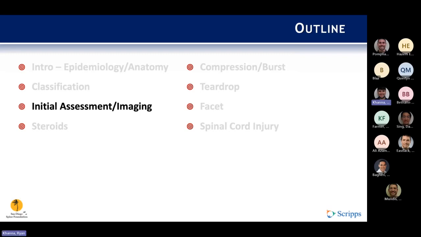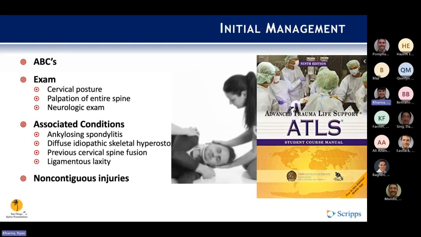So what do we do when these patients initially present? As always, learn from the first day of medical school: ABCs are the most important thing. Airway, breathing, circulation. I want to make sure that that's all satisfied before we start looking at how to manage the cervical spine trauma.